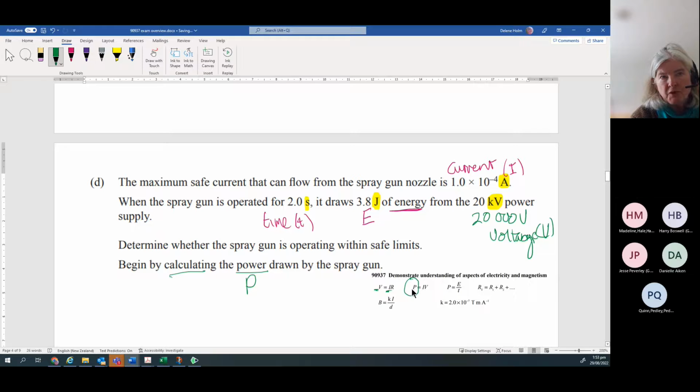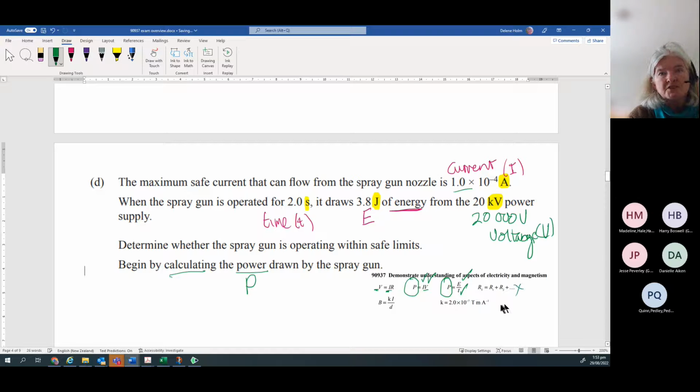So we have to start with P. We do know I, because we're told it's there, and we do know V. We also get told to start with power, so we can use this one because we have got E and we have got T. So there's two different ways we can start this question, both calculating power, and both are accepted.